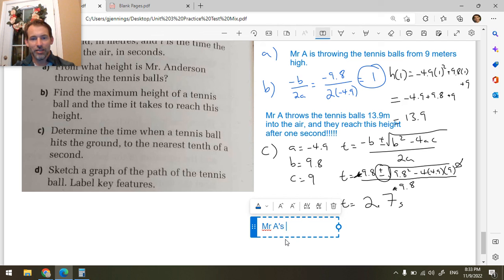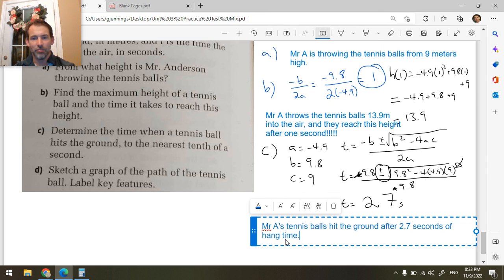Mr. A's tennis ball hit the ground after 2.7 seconds of hang time. That's a lot of hang time. Not that bad, actually. It sounds very reasonable that he could do that by throwing balls. And then it hits the ground.